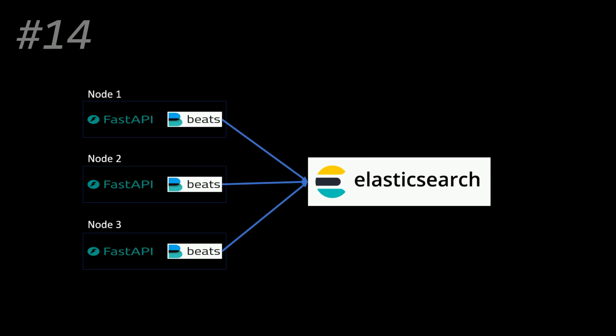Finally, if you are running multiple instances of your application, it's a good practice to centralize your logs. To do this, you will likely want to push these JSON logs using Filebeat to Elasticsearch for centralized storage and analysis.